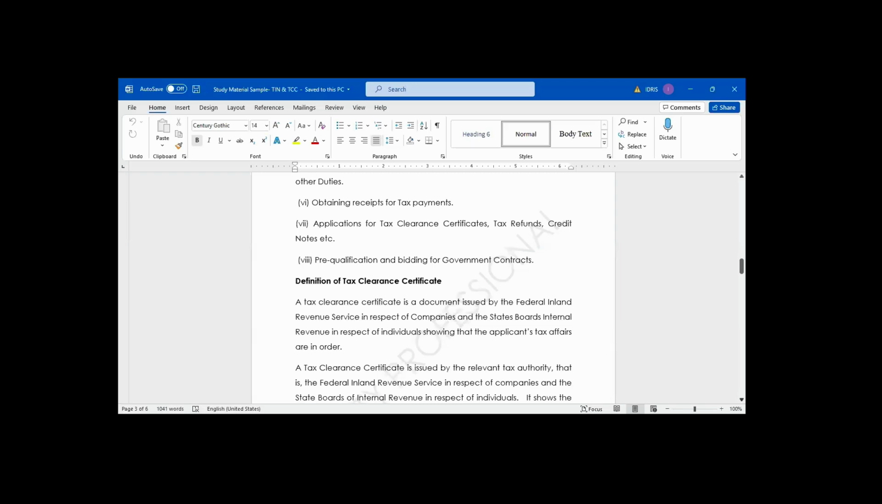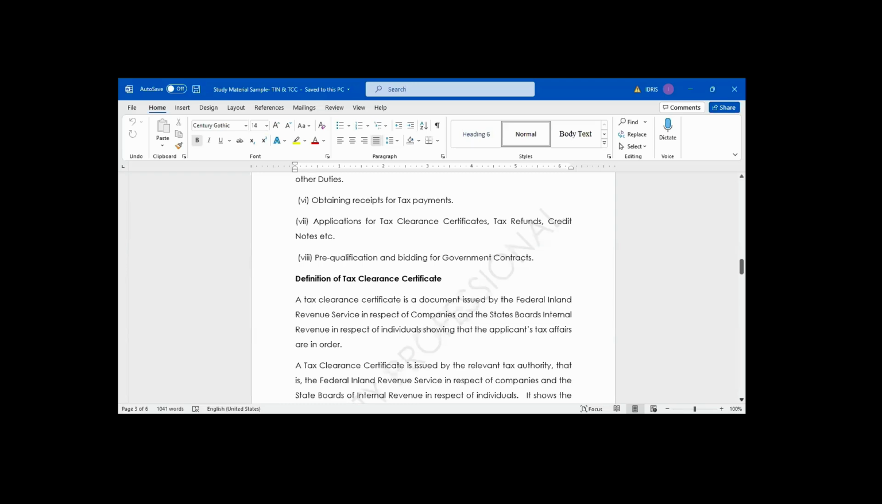It is issued by the tax authority to the taxpayer, certifying that the taxpayer has complied with the tax law, showing that the taxpayer has paid the necessary tax he is supposed to pay in the relevant year of assessment. That is a tax clearance certificate.